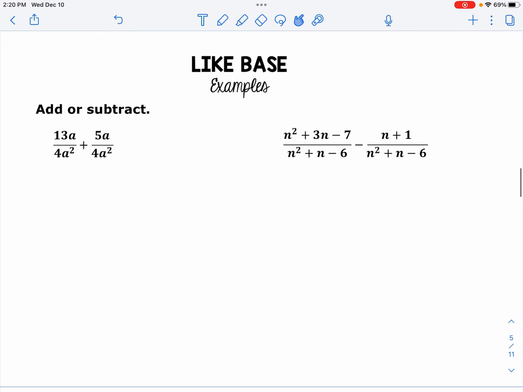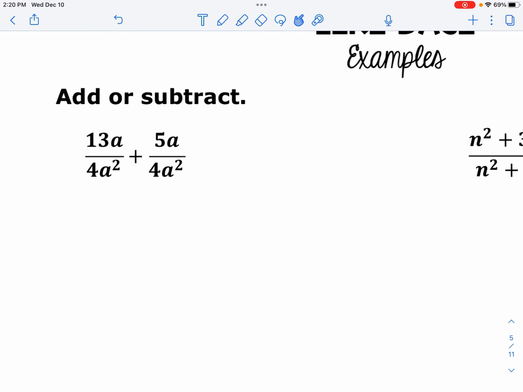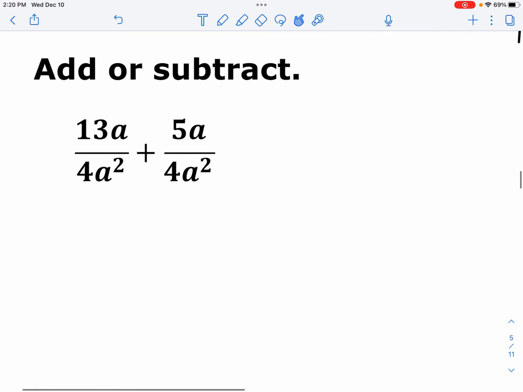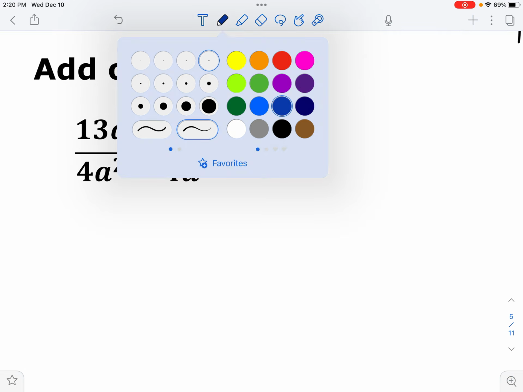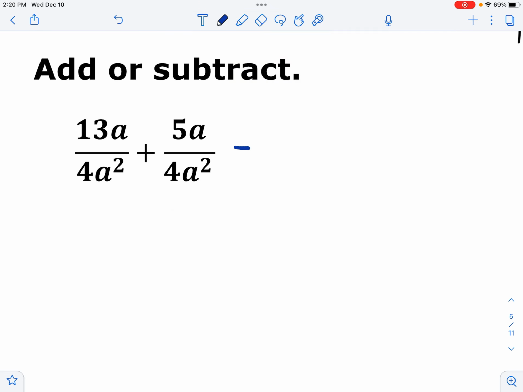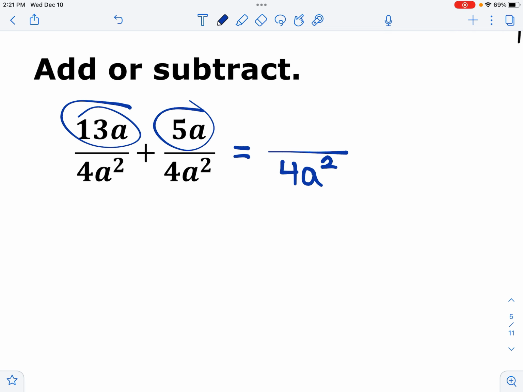Okay, so let's take a look at what this might look like. Here's a problem where we already have a common denominator. So these have 4a squared as my denominator. So I can leave that there. And then I want to look at the numerator and add or subtract. Well, I'm adding this time, and these are both like terms, so I can put them together. Remember, you can only combine like terms. So I'm going to put these together, and this is just going to be 18a.